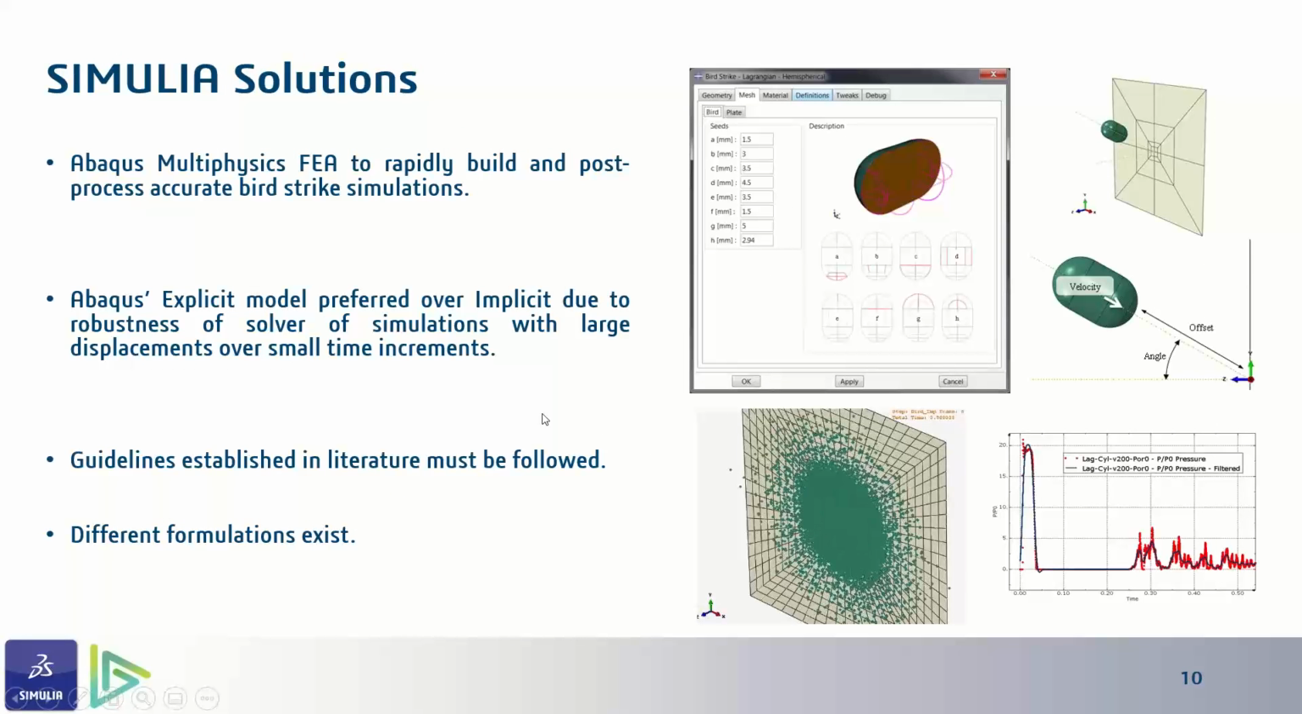Okay, so how can the Abaqus and Simulia portfolio assist in such a problem? Abaqus provides, as most of you may know, the Abaqus Explicit Solver. And the Explicit Solver is preferred over implicit in such a problem because of its robustness, as well as its ability to cope with large displacements over small time increments. And so while using Explicit, there are several formulations that can be used to capture the spraying of the bird very well, as you can see in this image.